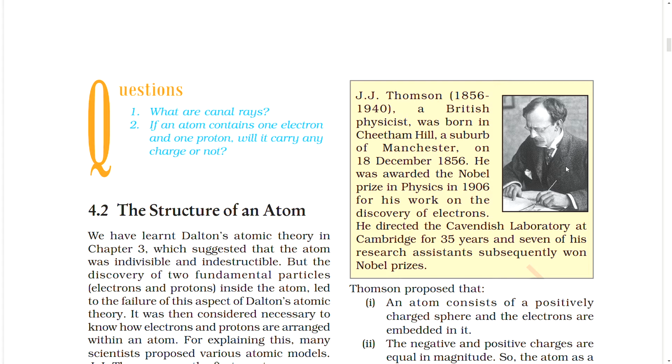J.J. Thomson, 1856 to 1940, a British physicist, was born in Cheetham Hill, a suburb of Manchester, on 18 December 1856. He was awarded the Nobel Prize in Physics in 1906 for his work on the discovery of electrons. He directed the Cavendish Laboratory at Cambridge for 35 years, and 7 of his research assistants subsequently won Nobel Prizes.